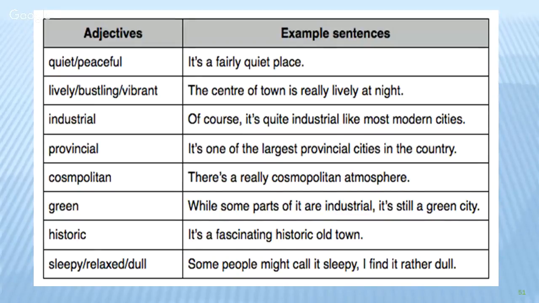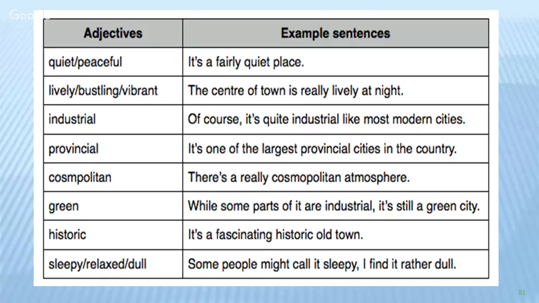Adjectives with example sentences: quiet, peaceful. It's a fairly quiet place. Lively, bustling, vibrant. So these are synonyms. The center of the town is really lively at night. Industrial, of course, it's quite industrial like most modern cities. Provincial, it's one of the largest provincial cities in the country.